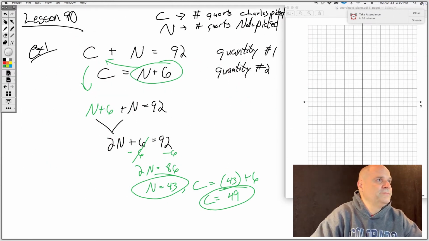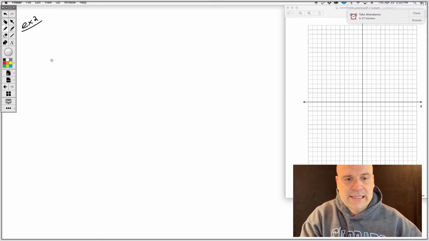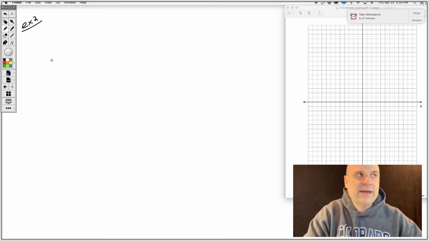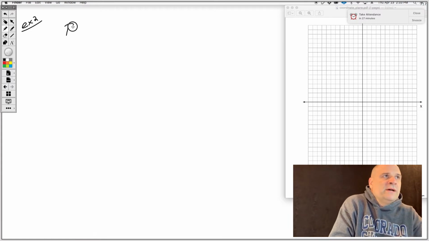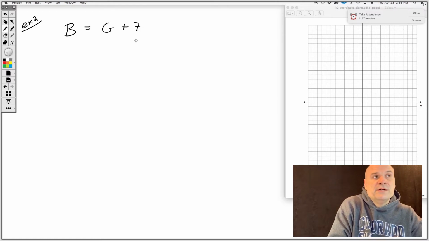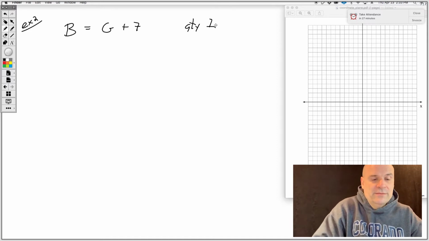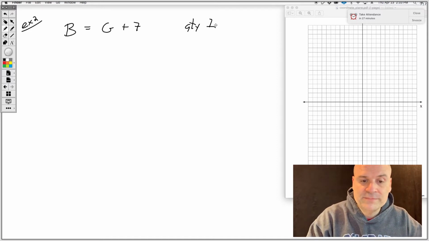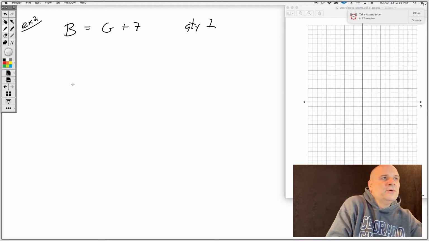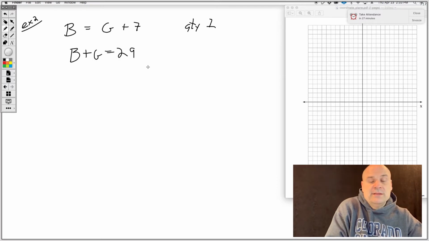All right, let's try another example. Moving right along. Example 2. The number of boys in Sarah's class exceeded the number of girls by 7. So I can say that the number of boys is whatever the number of girls is plus 7. So there's 7 more boys. Okay, so that's quantity number 1. Let's see if there's another quantity equation. If there were a total of 29 people, all right, total of 29 people is just B plus G equals 29. So now we have 2 equations with 2 variables.